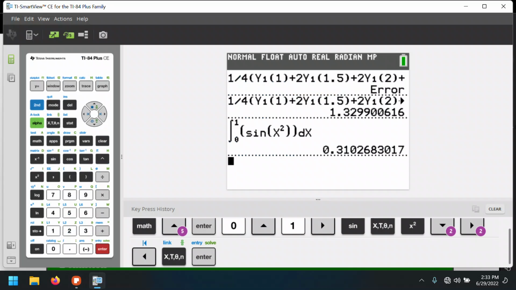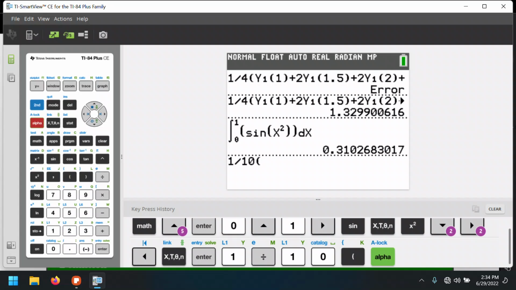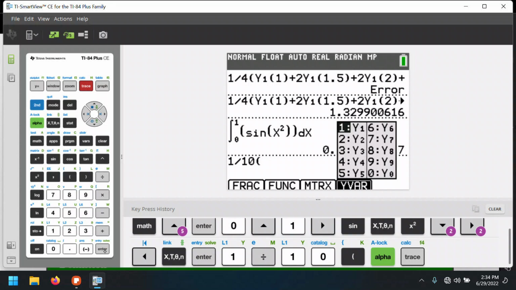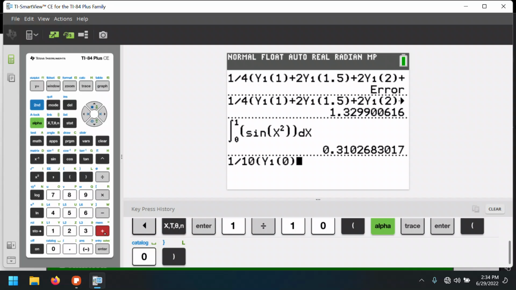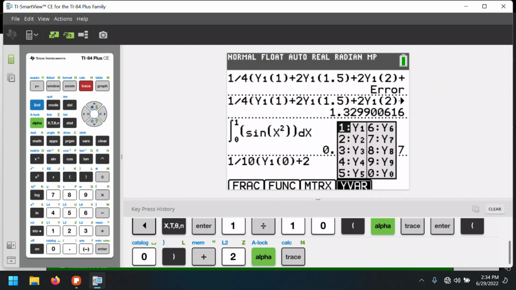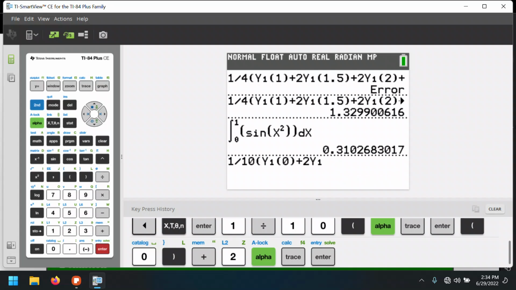Okay, let's see. So let me do the input. It's 1/10 first. 1/10, open parentheses, alpha trace, enter, in this case evaluated at 0, right? Plus 2 times alpha trace. I think I just forgot the 0. You forgot the 0? Oh, okay, so that's why. But let me do the whole thing just in case.